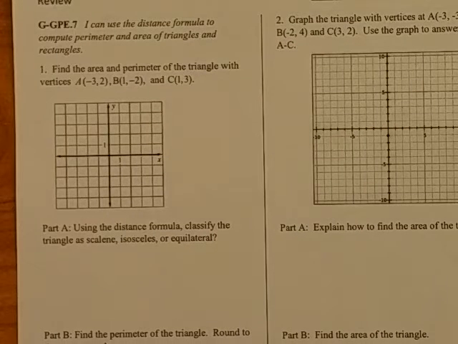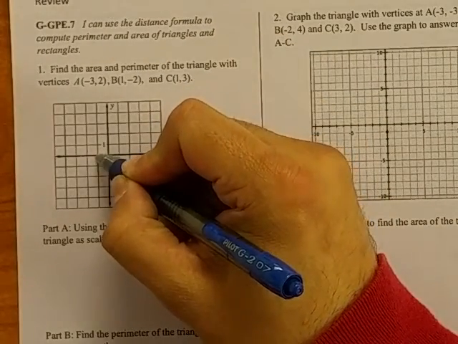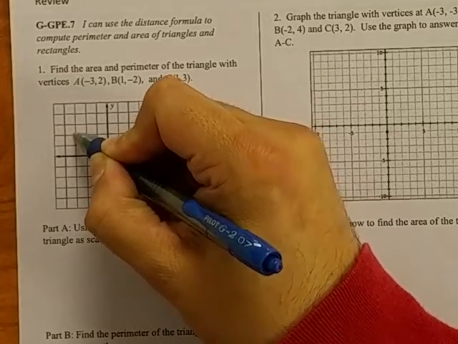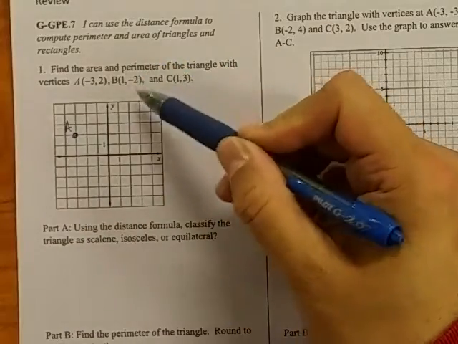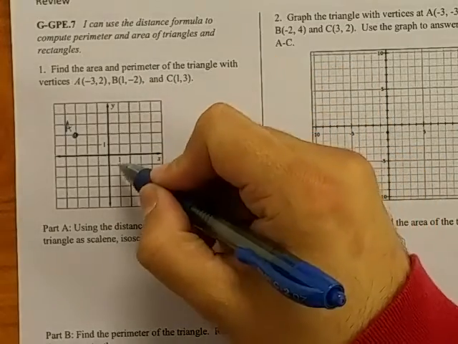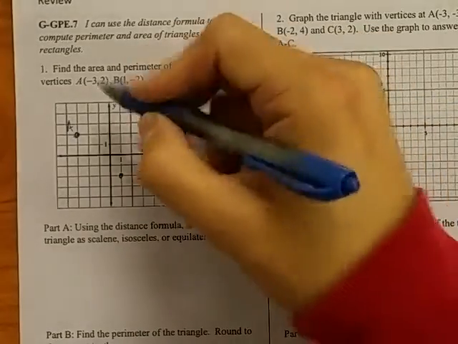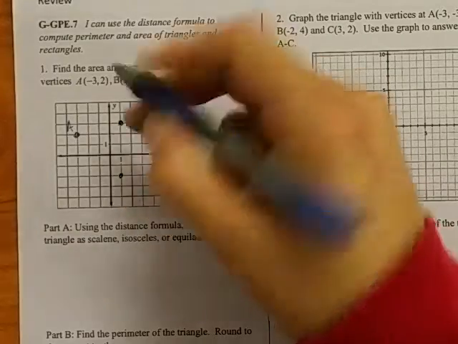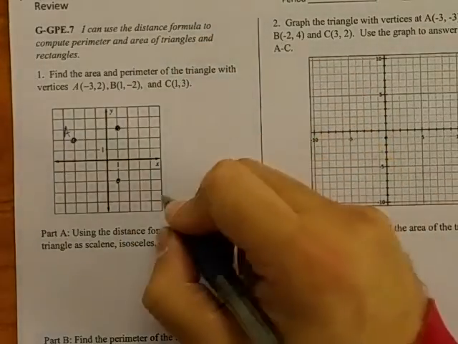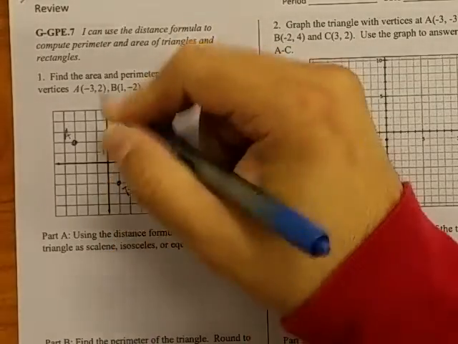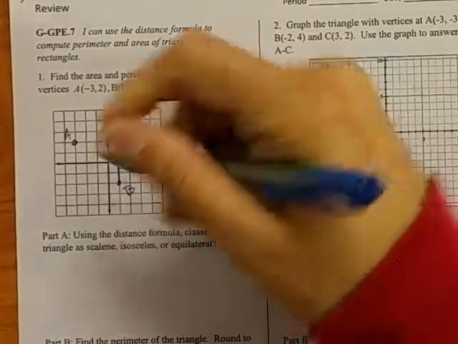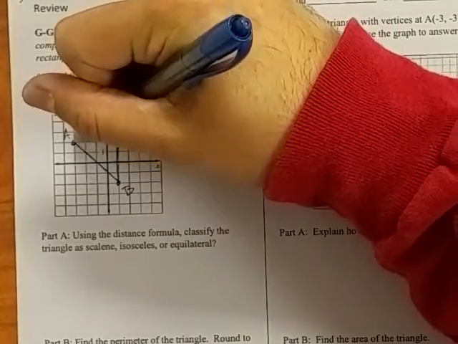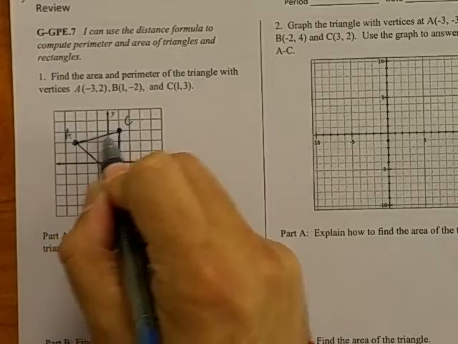So the first one says find the area and perimeter of the triangle with the vertices given. So we're going to go through and plug those in. So I have -3, 1, 2, 3, +2, there's the A. B is at 1, -2. There's the B, and the C is 1, 3. So I'm going to go through here and here. There we go.